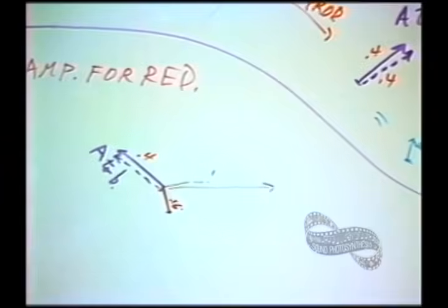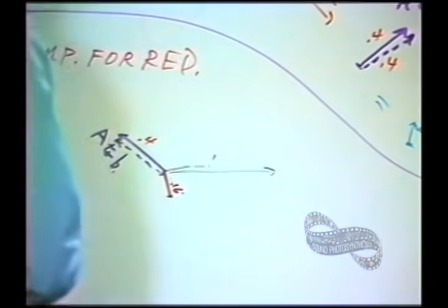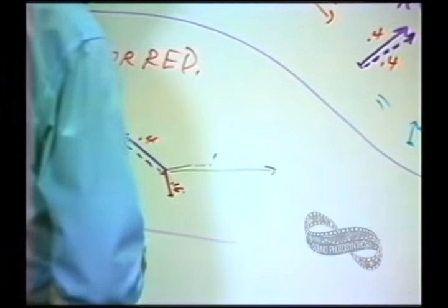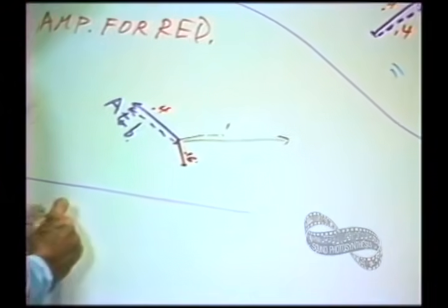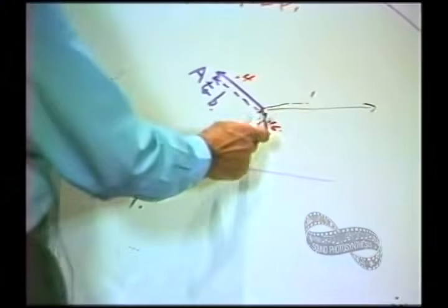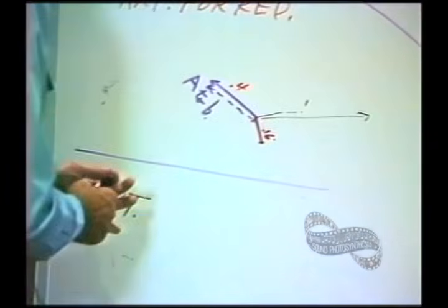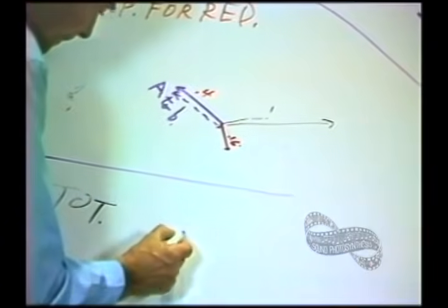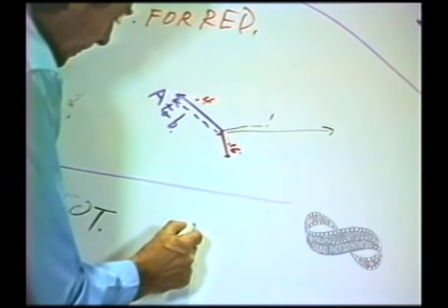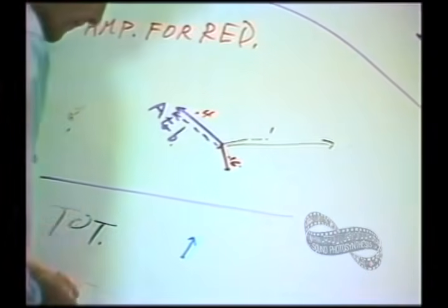Now, final, after all this work, what's the net result? Total. Net result for the whole phenomenon, add these two arrows. Therefore, this total is equal to what you get by adding these two arrows. Right?